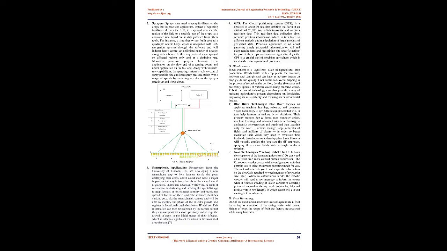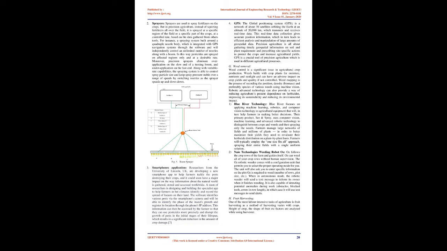The software identifies various pests via the smartphone's camera and will be able to identify the phase of the insect's growth and register its location through the phone's IP address. This information can then be accessed by the farmer so that they can use pesticides more precisely and disrupt the growth of pests in the initial stages of their lifespan, which results in a significant reduction in the amount of crop damage.